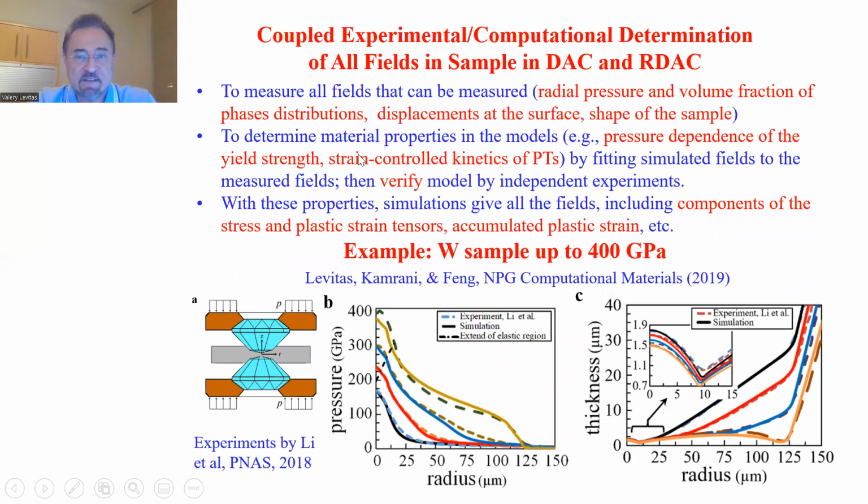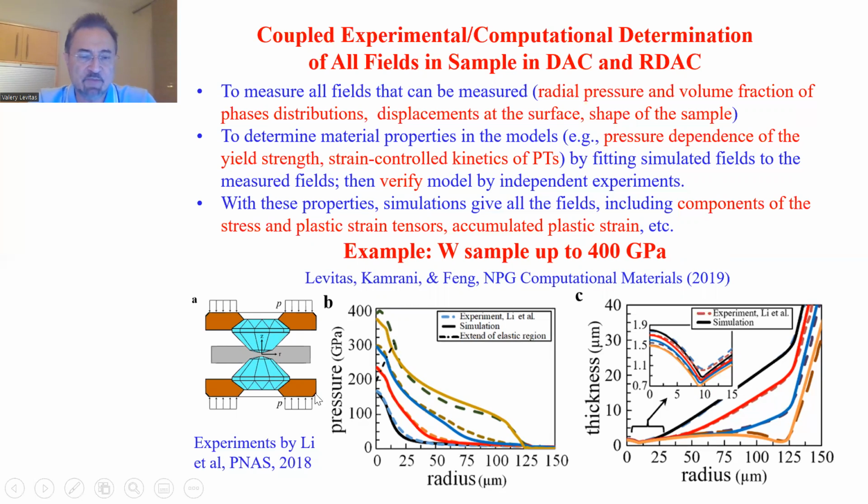Well, to characterize phenomena, we need to know all components of stress and plastic strain tensor, but they are not measurable. So we suggested the following approach. We measure all that can be measured, then we develop material models and determine material properties by fitting simulated results to measured fields, and then verify the model by independent experiments. And with these properties, our finite element simulation gives all fields, including components of stress and plastic strain tensor. So we solve the problem.